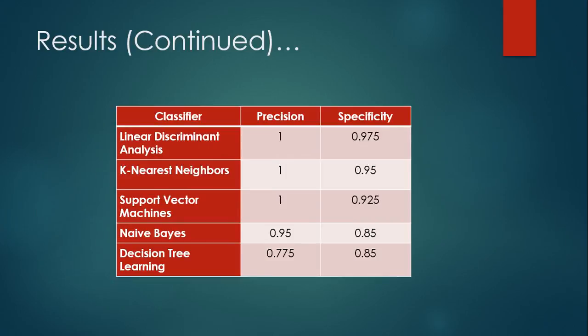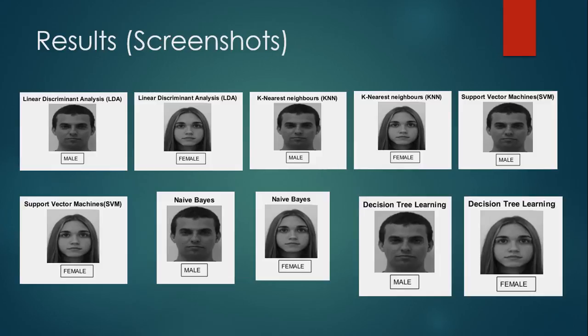This table represents precision and specificity for all the 5 classification algorithms. For LDA, KNN, and SVM, the precision was 1. For naive Bayes and decision tree, it was 0.95 and 0.775. Again, the formula for calculation of precision and specificity is mentioned in my project report, and it is mentioned in detail in the conclusion section of the project report.